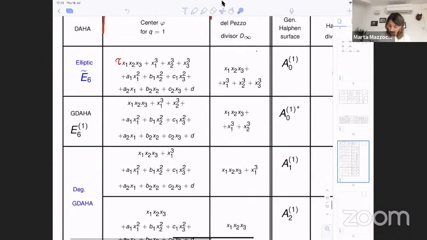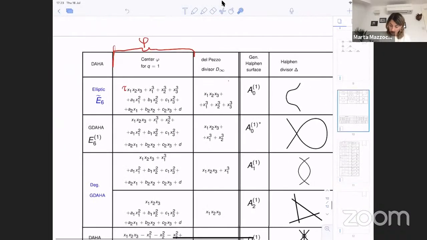And here on the second column, all of these are affine del Pezzo surfaces. The zero set is an affine del Pezzo surface. And on this column, I have the divisor. So for example, in the first line, we have the Etingof-Ginzburg elliptic E6 surface, and the divisor is an elliptic surface, which is drawn here, okay?